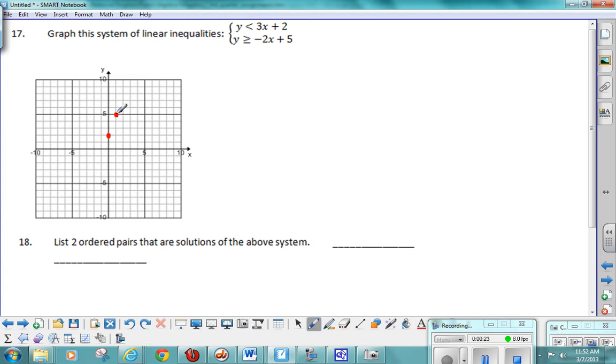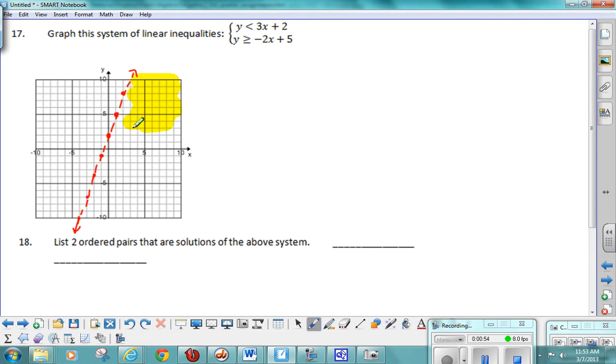I'm going to go ahead and count out up 3 and over 1 a couple more times just so I get a really good straight line. So I go down 3 and left 1 as well. I just count it out a bunch of times so I know I get a really good line. Then I can connect these, and this is going to be a dotted line. And then I have to shade, since this is less than, I have to shade under the line.